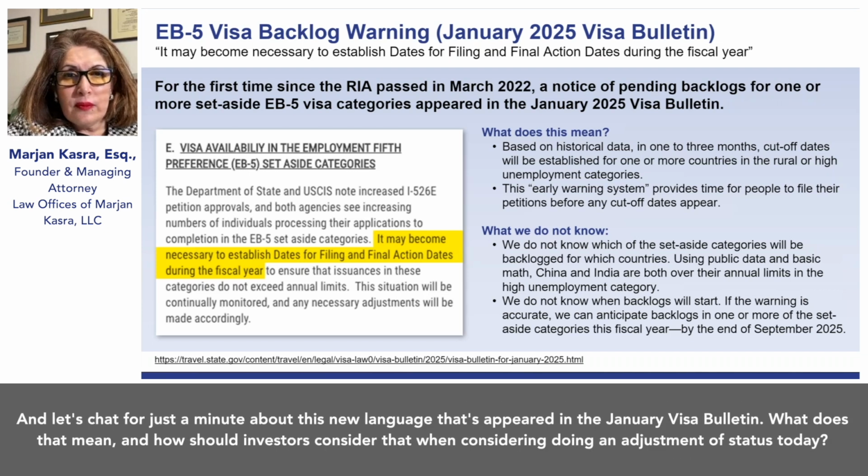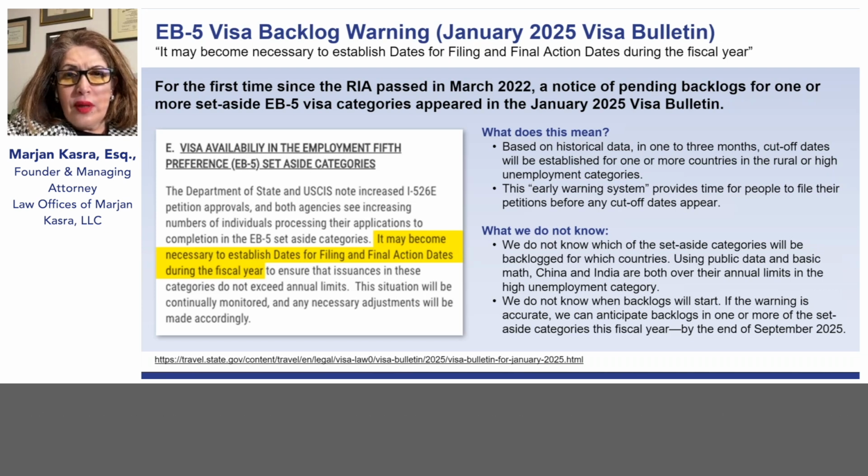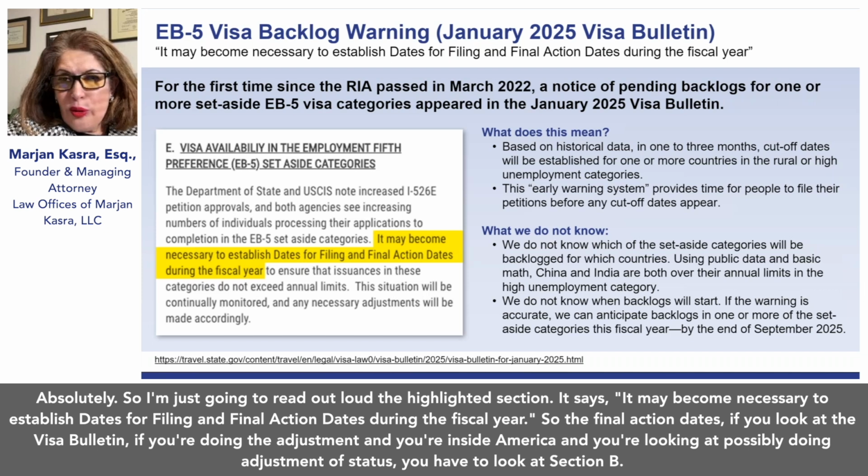And let's chat for just a minute about this new language that's appeared in the January visa bulletin. What does that mean, and how should investors consider that when considering doing an adjustment of status today? Absolutely. So I'm just gonna read out loud the highlighted section. It says it may become necessary to establish dates for filing a final action dates during the fiscal year. So the final action dates, if you look at the visa bulletin, if you're doing the adjustment and you're inside America, you have to look at Section B.